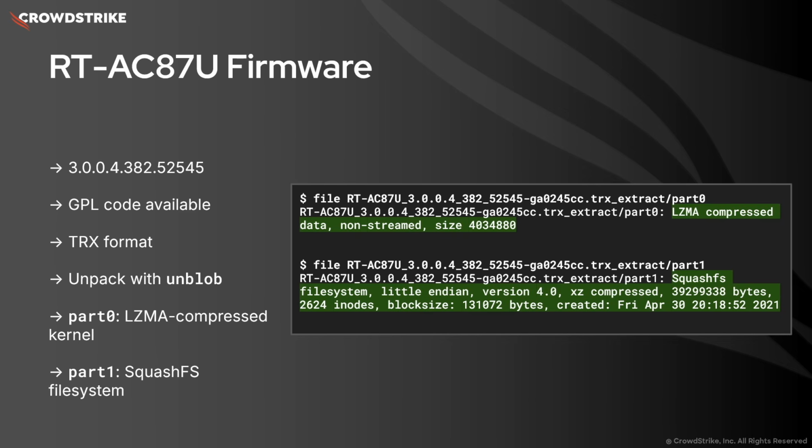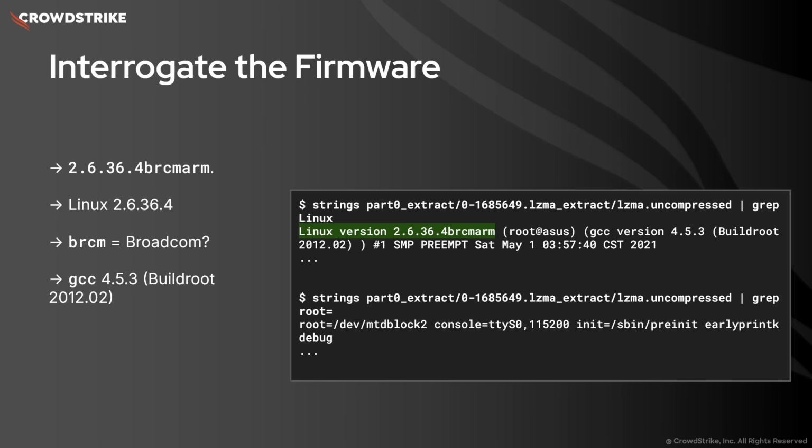Once it's unpacked, we get this LZMA compressed kernel, and we get the squashfs file system. With this unpacked firmware, we can get a sense of what the device is actually running, or what it's running on, and so what we need to emulate. So we get a string out of the kernel with the kernel version, which is 2.6.36.4 BRCM ARM. It's Linux 2.6 with some Broadcom modifications, I guess. It's compiled with GCC 4.5.3 from Buildroot 2020.12.2. So we know what it's compiled with as well.